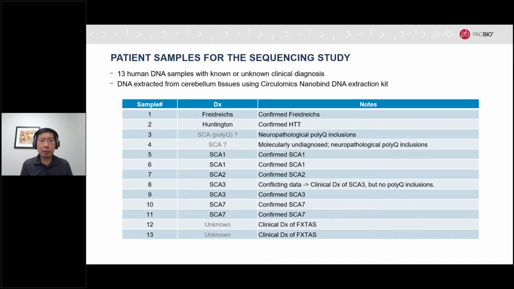The DNA samples with confirmed diagnosis include one Friedreich's ataxia sample, one Huntington's disease sample, and several different samples with SCA subtypes. I would like to point out sample number 8: although it was diagnosed as having SCA3, there was conflicting data between clinical diagnosis and the neuropathological diagnosis. There are also 4 unknown clinical samples in this study.